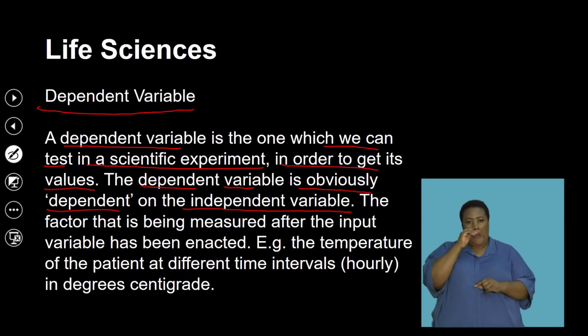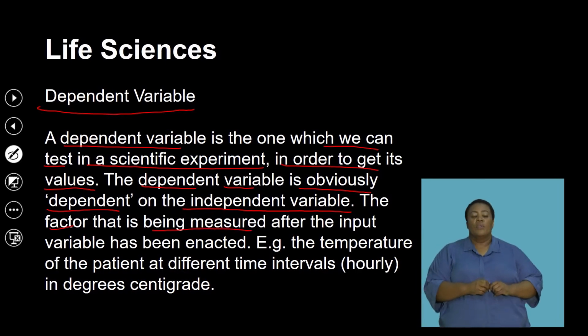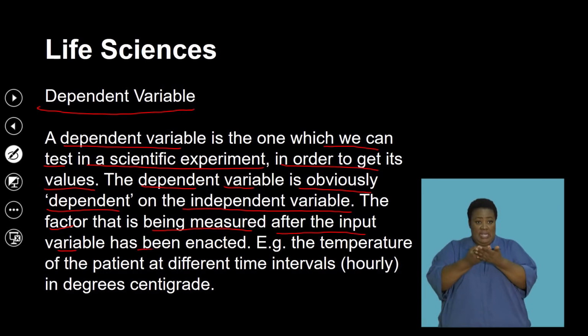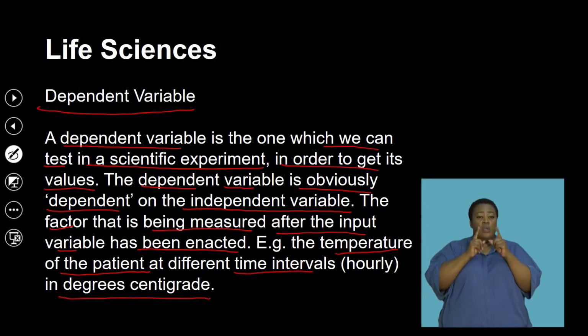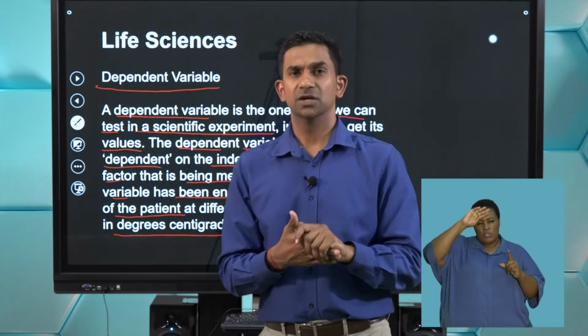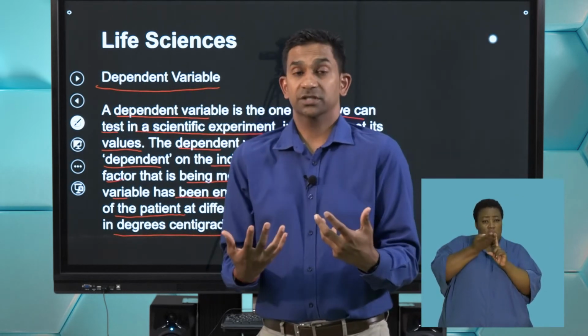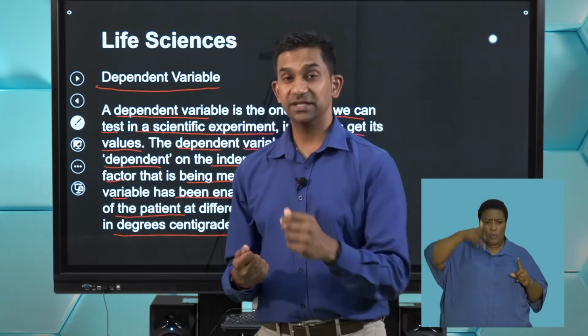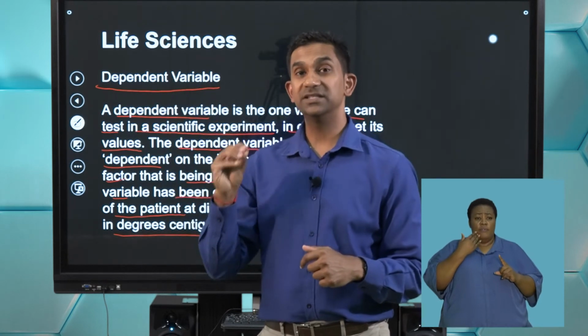Okay, so the dependent variable is the factor that is being measured after the input variable has been enacted. Example, the temperature of the patient at different time intervals in degrees Celsius. So we talk about measuring the temperature of an individual, and you know that as the temperature increases, you feel much hotter. So the temperature of an individual increasing would be the dependent variable.